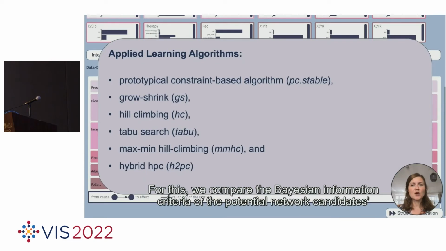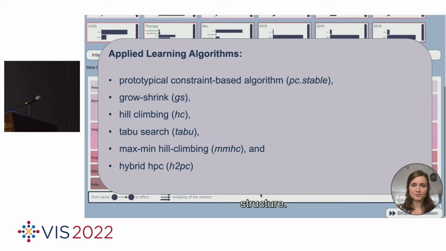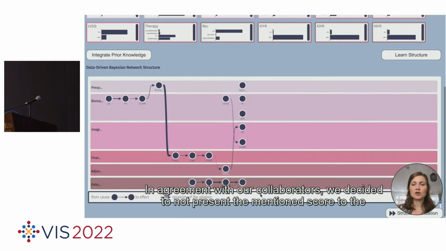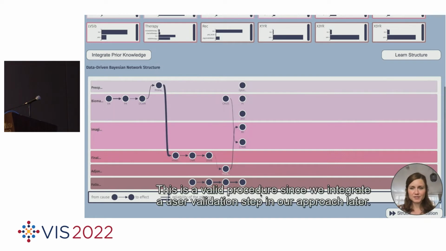For this, we compare the Bayesian information criteria of the potential network candidate scores generated using 6 widely applied learning algorithms and only present the best structure. In agreement with our collaborators, we decided to not present the mentioned score to the user to avoid confusion. This is a valid procedure since we integrate a user validation step in our approach later on.